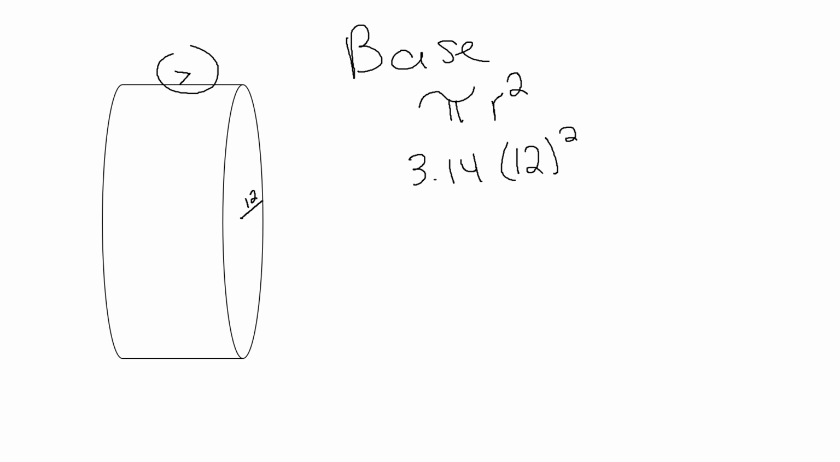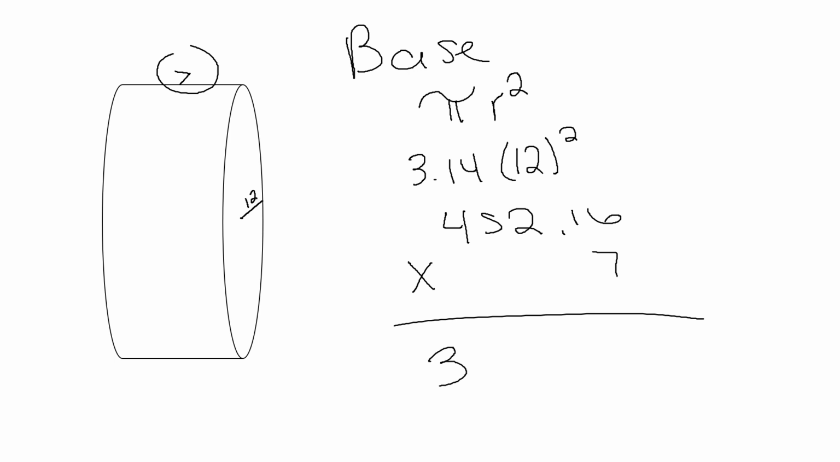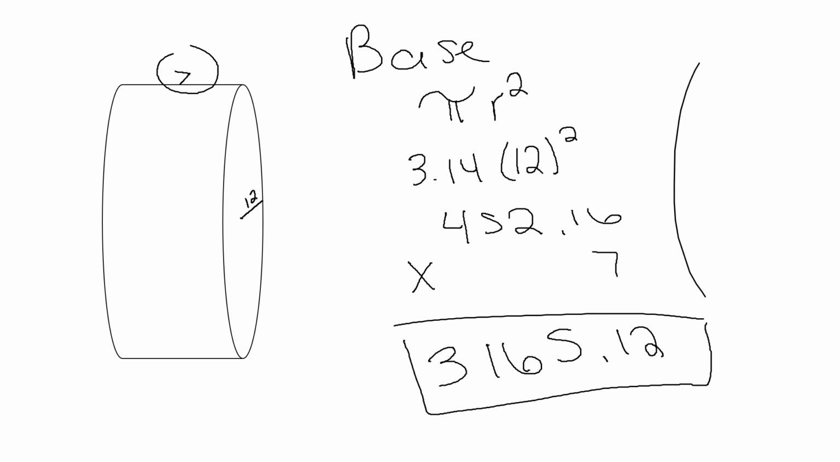So let me drop my calculator first. Now let me type it in. 3.14 times 12 squared. That gives me 452.16 units, whatever that unit is. That's my base. Now to turn that into the volume, I take that and I multiply it by 7. And I end up with 3,165.12. So area of the base times the height.